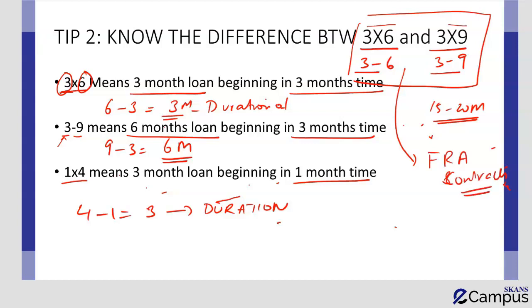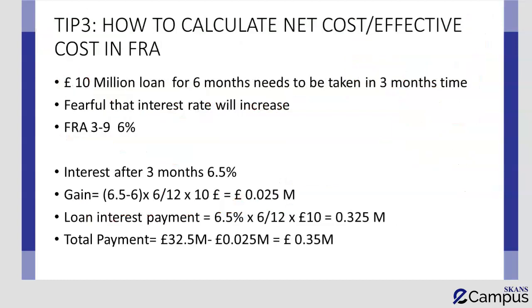Now after you have gotten this and you are clear about this, I'll give you a thumbs up and 2 ticks. The third thing that you need to know is how to calculate the net cost or the effective cost in an FRA agreement. So calculation is also very important.